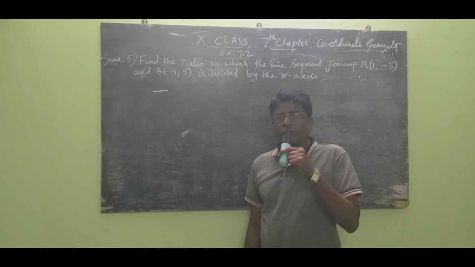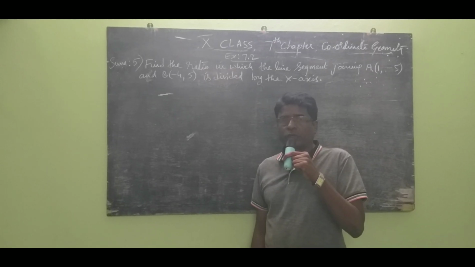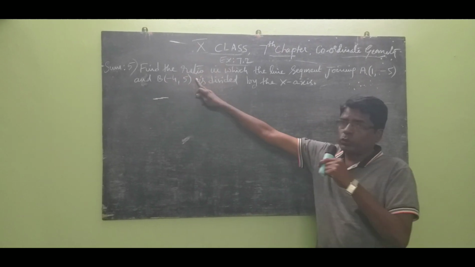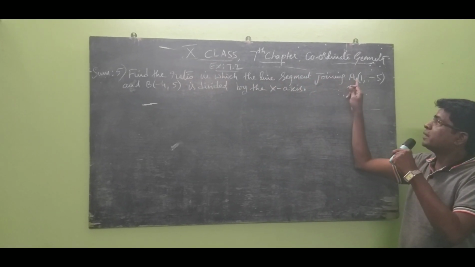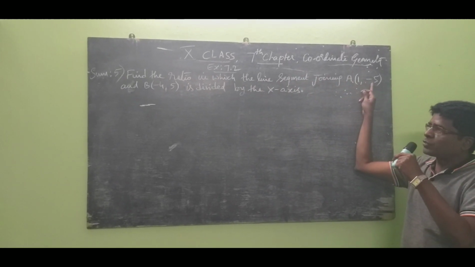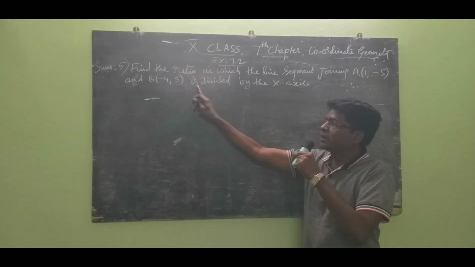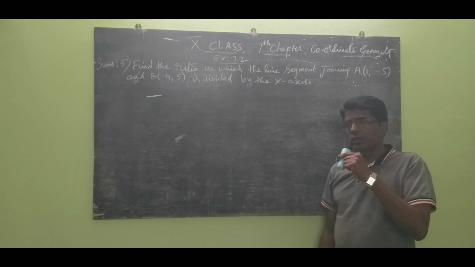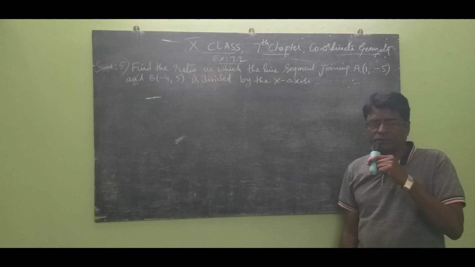Today I am going to teach you the fifth sum from exercise 7.2, coordinate geometry. The question is: find the ratio in which the line segment joining A(1, -5) and B(-4, 5) is divided by the x-axis. Here it is asking you to find the ratio, given two points.